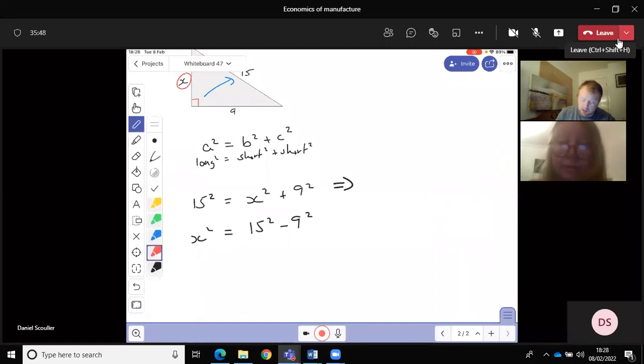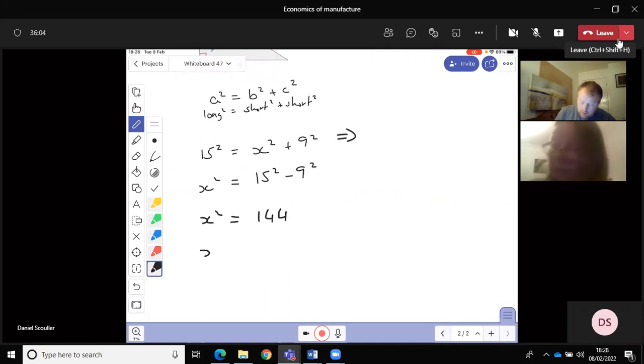So we've got x squared on the left hand side, 15 squared minus 9 squared. That'd be 144. So x squared equals 144. X, in that case, is the root of 144, just taking that square to the other side. That side would be 12 in whatever the units are, centimetres, millimetres, metres, whatever it may be.